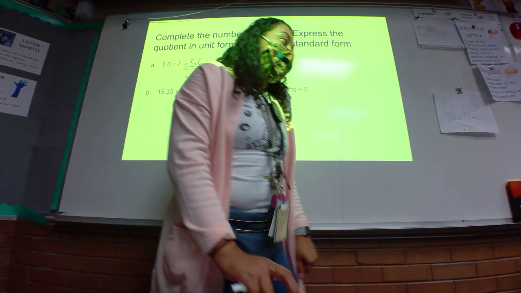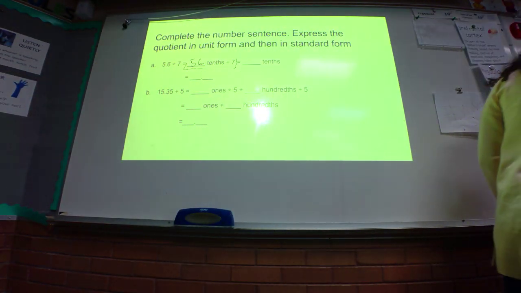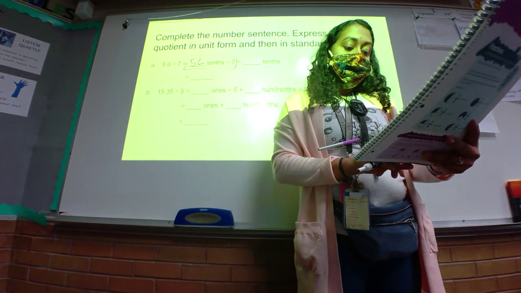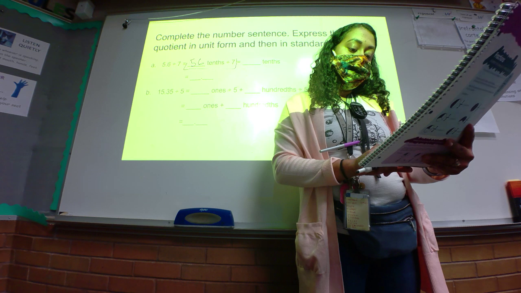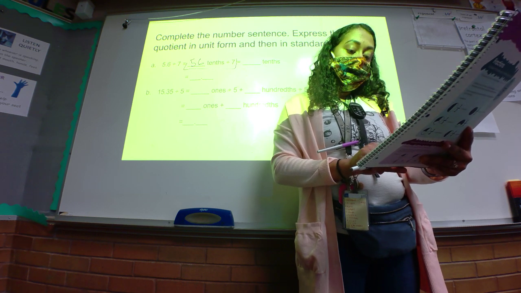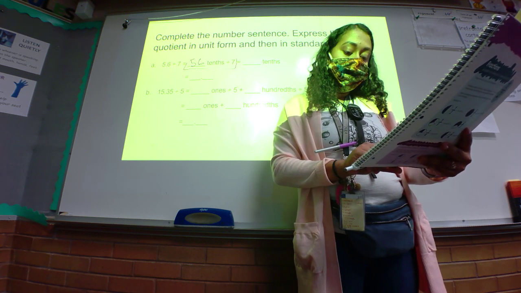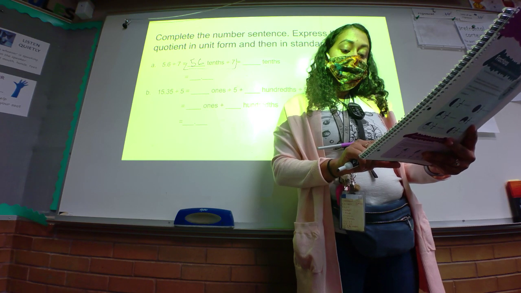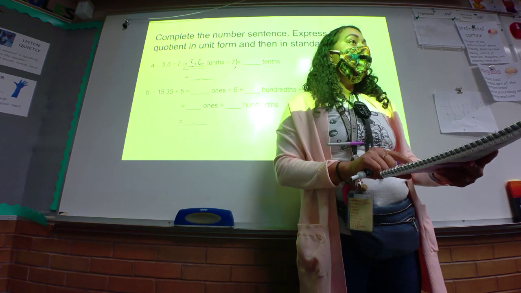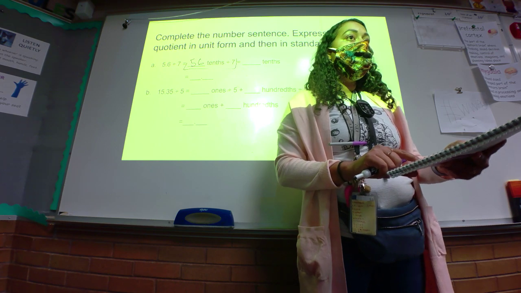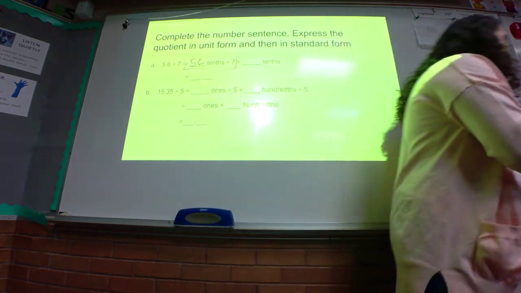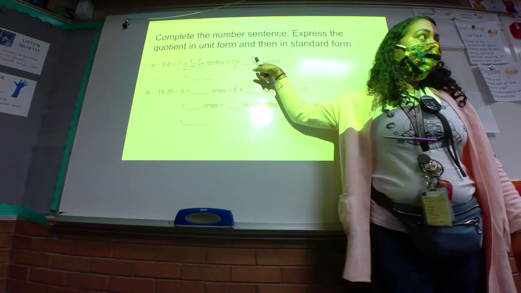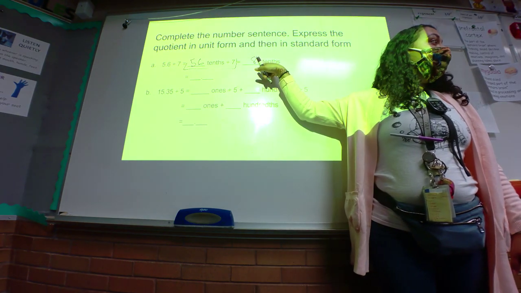So now if you think, I don't have my 7s memorized, I can look at my multiplication chart and see how many times 7 can go into 56. So 7, 14, 21, 28, 35, 42, 49, 56. There it is. So that would be 8. So 8/10 here.